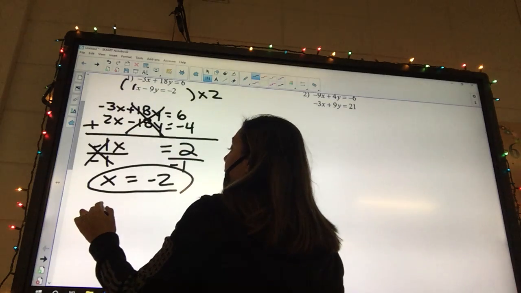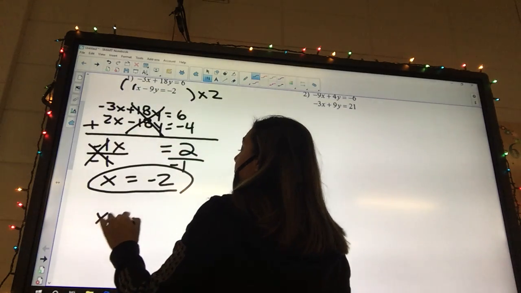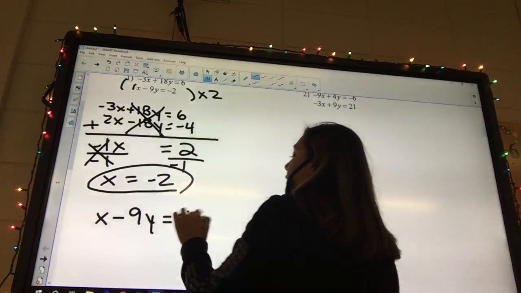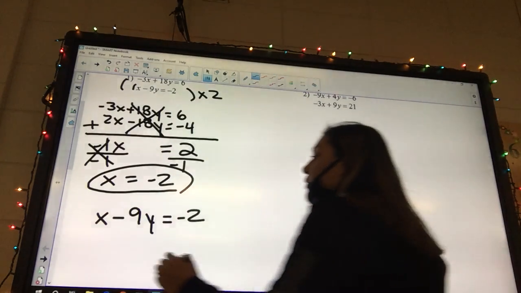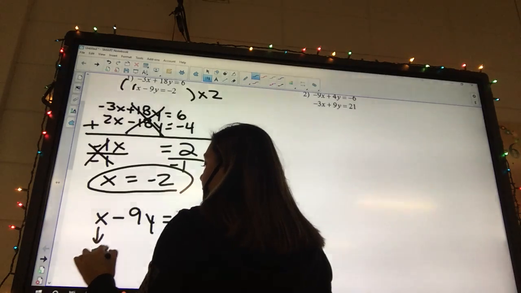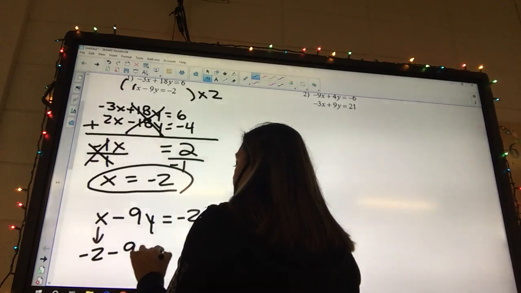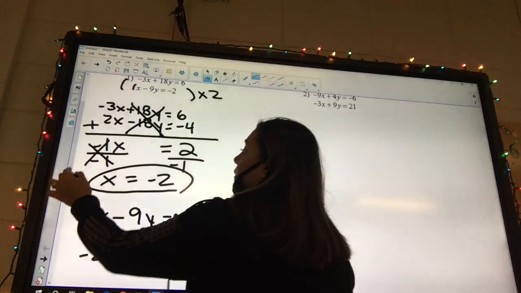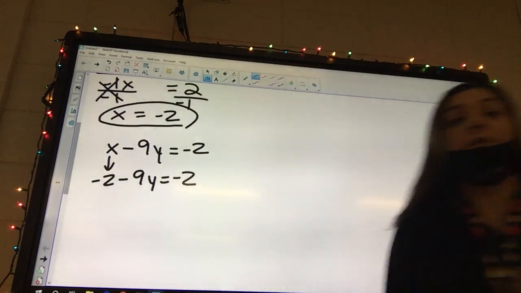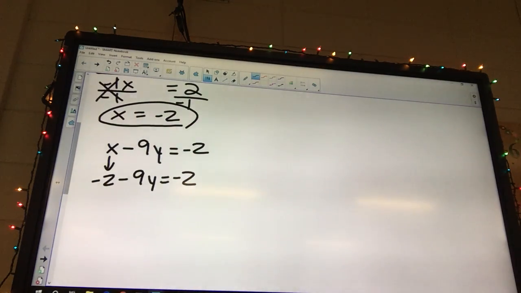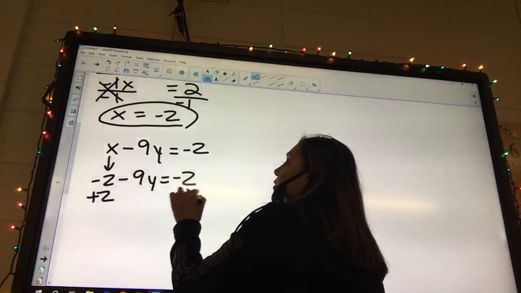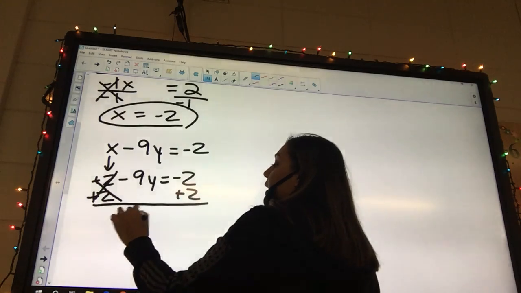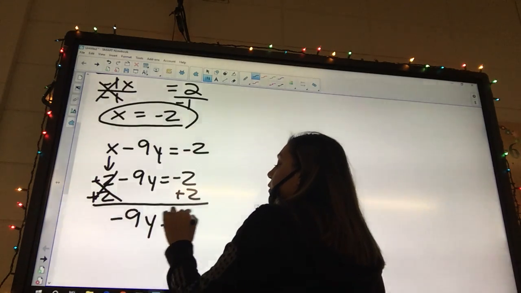Okay, so I got x minus 9y equals negative 2. And what are we plugging in for x? Negative 2. So right here, I'm going to put a negative 2 minus 9y equals negative 2. Okay, and we already know what x is, so this time we're solving for y. So I'm going to add 2 to both sides. Add 2. So I got negative 9y equals 0.